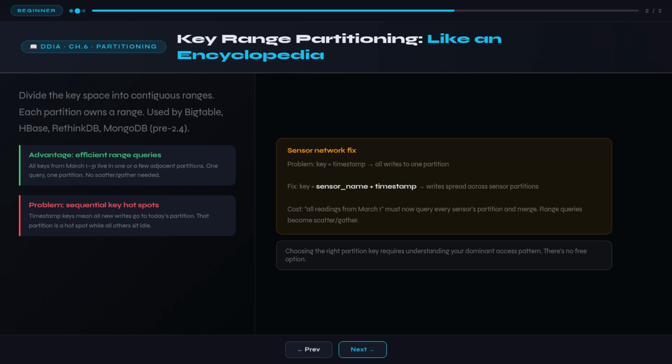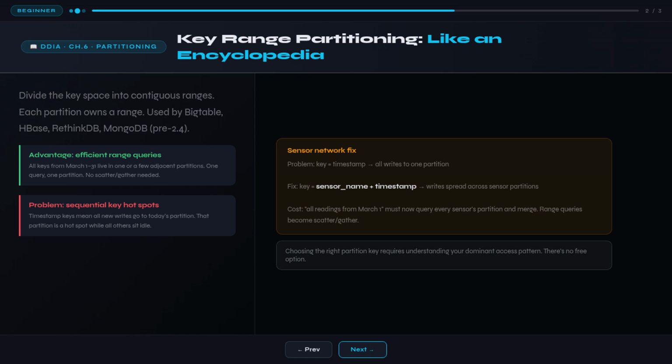The advantage is clean range queries. If you want all sensor readings from March 1st to March 31st, and the key is a timestamp, all those readings are in the same partition or in a small number of adjacent partitions. You query one range, you get one partition. Compare this to spreading data randomly. A range query would have to scatter to every partition simultaneously.